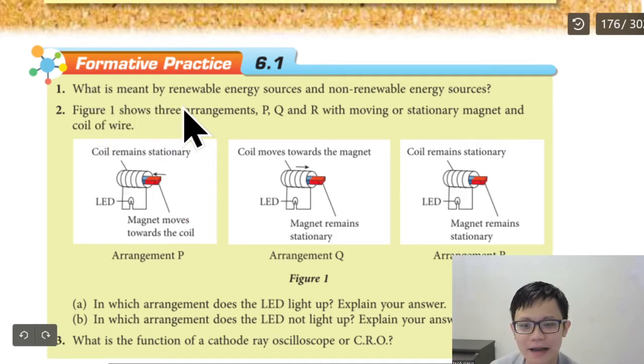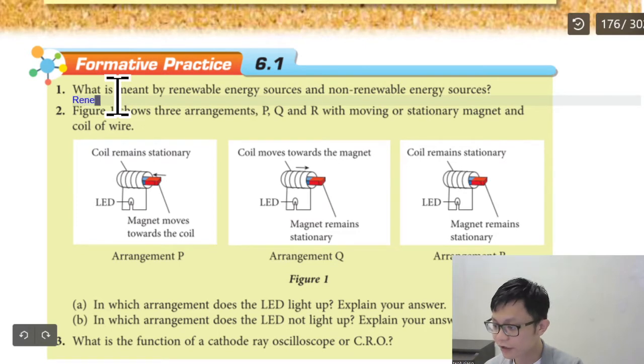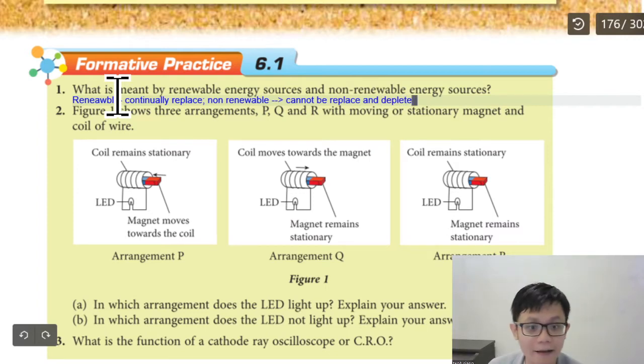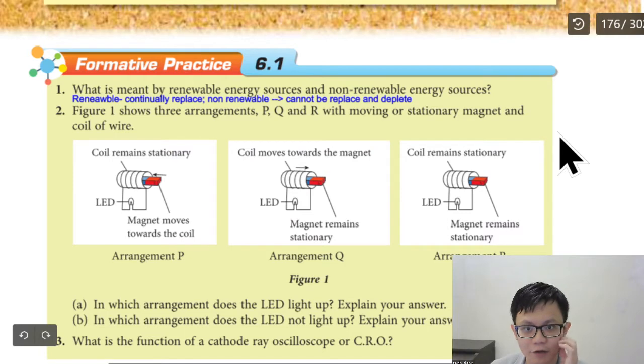Okay, what is meant by renewable energy sources and non-renewable sources? So renewable energy is an energy that can be continually replaced. And then non-renewable is energy that cannot be replaced and depletes. Deplete means finish finish.